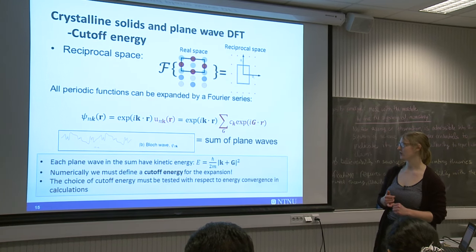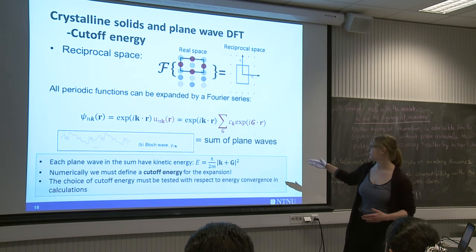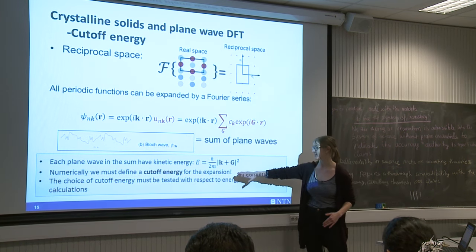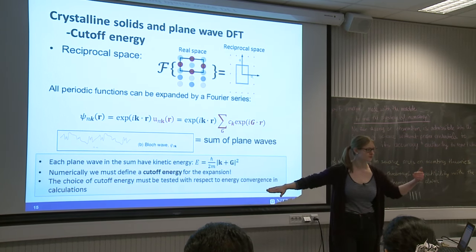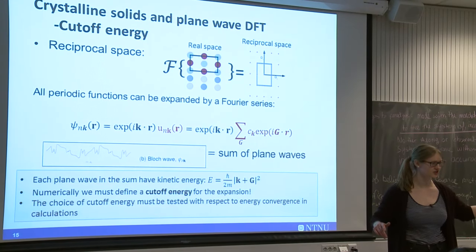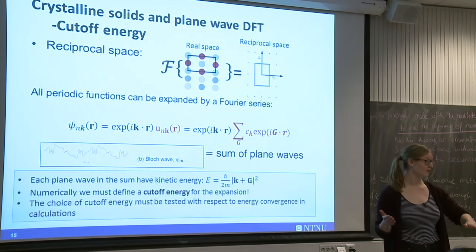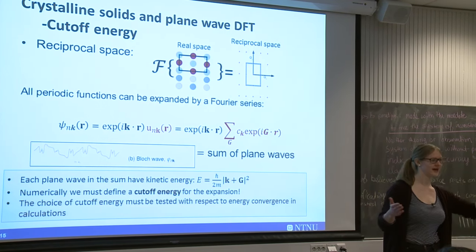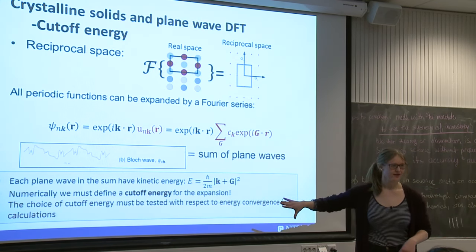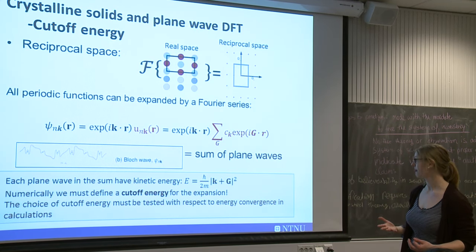So in our calculations, we have to define some sort of cutoff. Each plane wave in this sum has a kinetic energy, which is given by this. So for a larger and larger reciprocal lattice vector, you have an increase in kinetic energy. So in our calculations, we just define some cutoff. We don't consider plane waves which have a higher kinetic energy than this specific cutoff. So this is a really important input parameter for you when you do these calculations yourself.